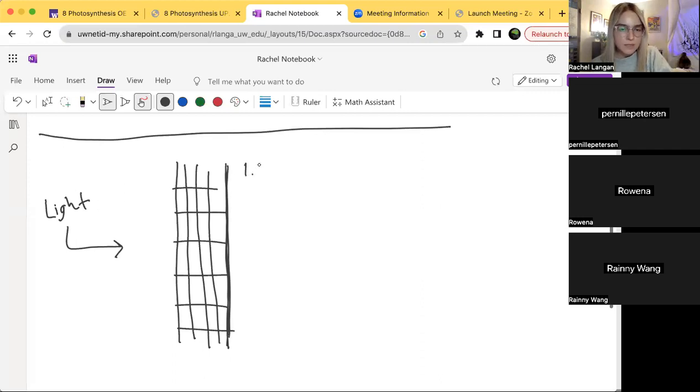So step one would be light detected by PHOT, which is phototropin. It's a pigment. On plant cells, there are these photoreceptors called phototropin, and they get activated by blue light specifically. When PHOT is activated by light, it will autophosphorylate.